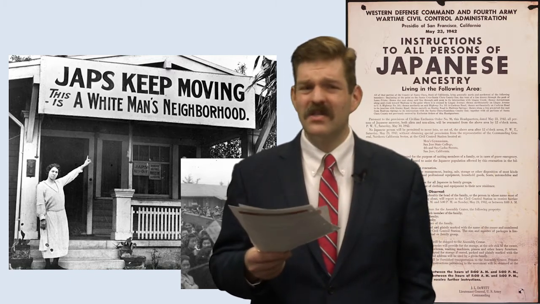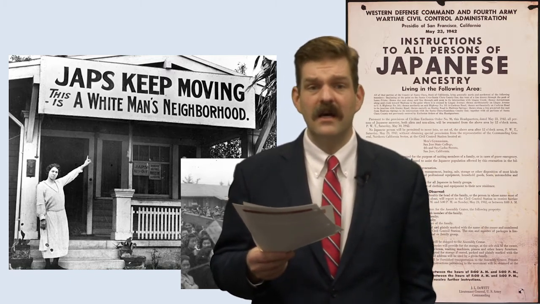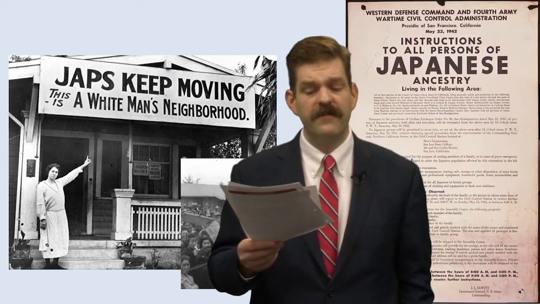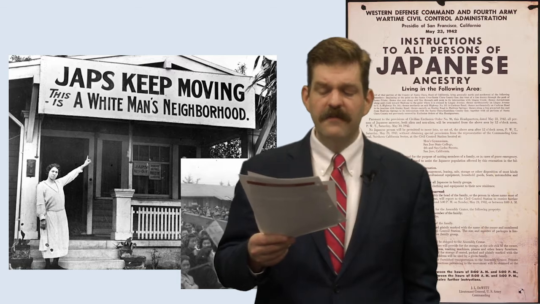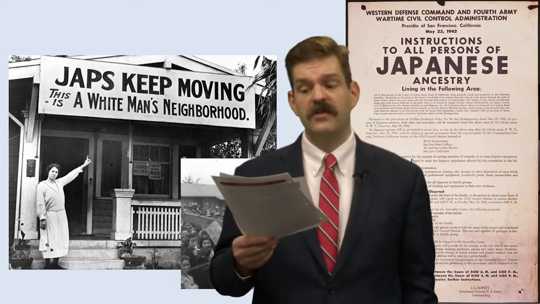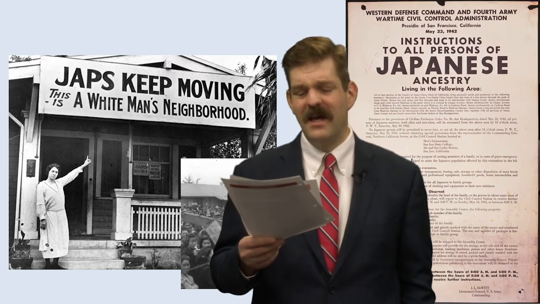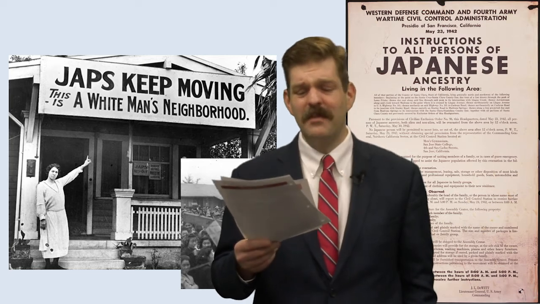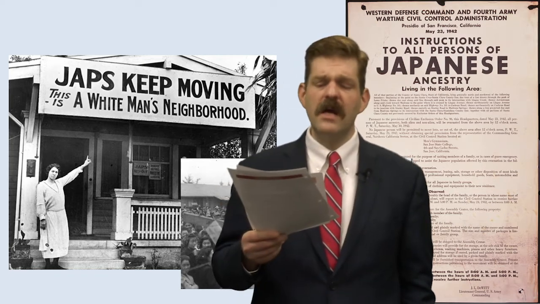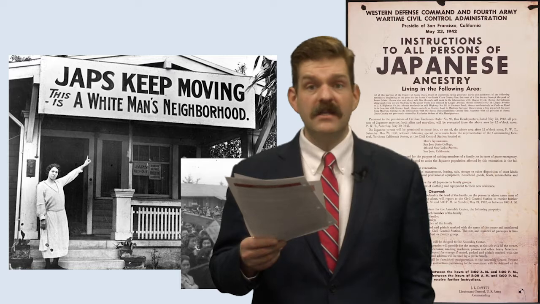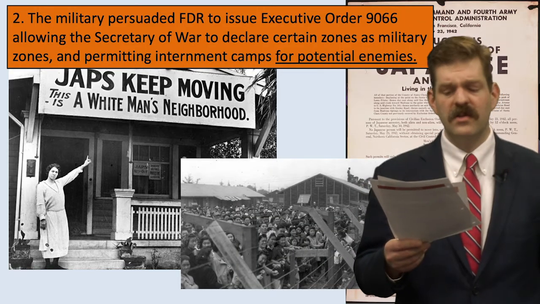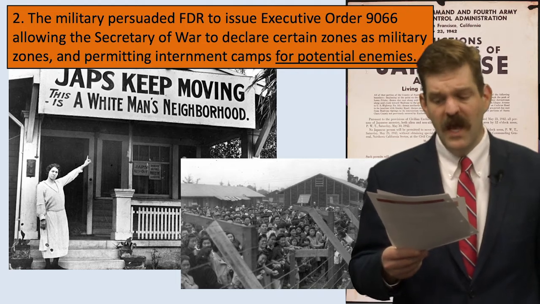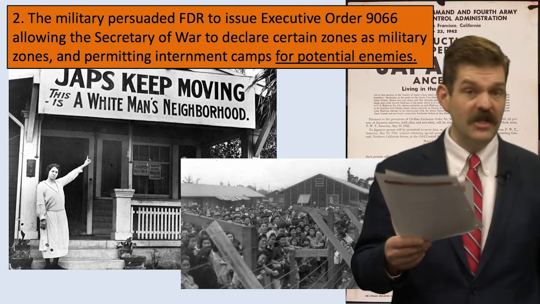Probably the biggest story of civil rights in the World War II era is the question of Japanese Americans. The American government viewed essentially every person who was of Japanese descent as a potential spy for the Japanese Empire. The military persuaded Roosevelt to issue Executive Order 9066, which allowed the Secretary of War to declare certain zones as military zones and permitting internment camps for potential enemies.